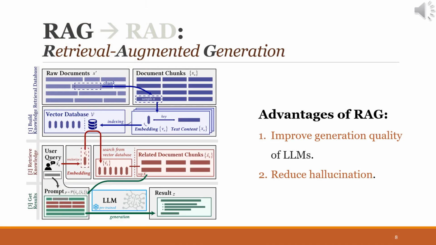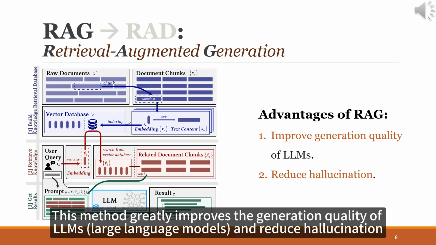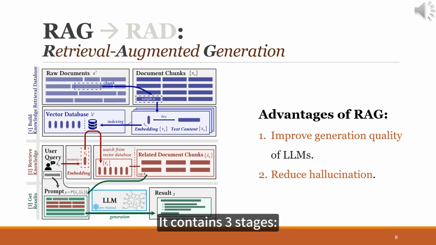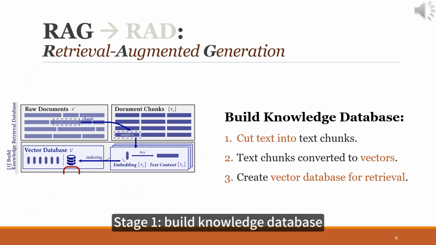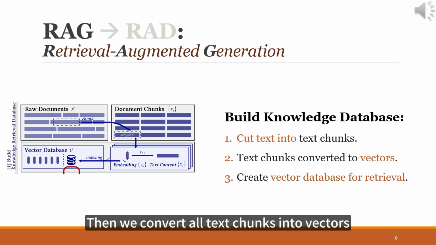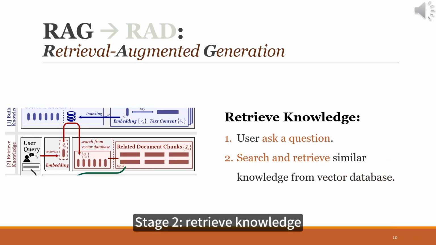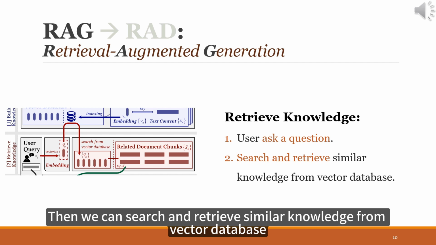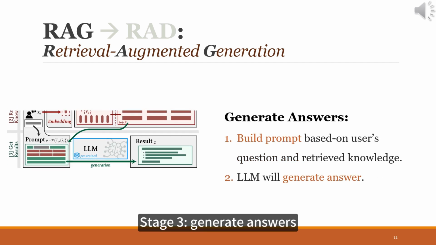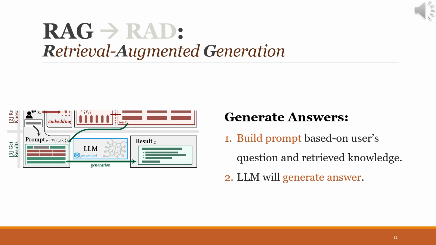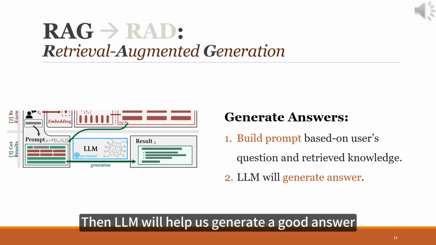Before introducing RAD, let's review the well-known RAG. This method greatly improved the generation quality of large language models and reduced hallucination. It contains 3 stages. Stage 1. Build knowledge database. Firstly, we cut text into chunks. Then, we convert all the text chunks into vectors. Then, we can build a vector database for retrieval. Stage 2. Retrieve knowledge. When a user asks a question, we can search and retrieve similar knowledge from the vector database. Stage 3. Generate answers. We can build a prompt based on both the user's question and the retrieved knowledge. Then the LLM will help us generate a good answer.